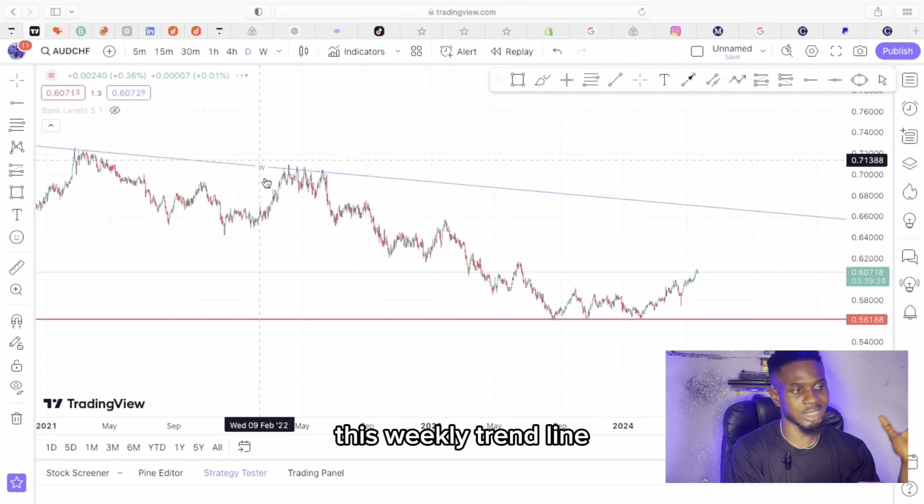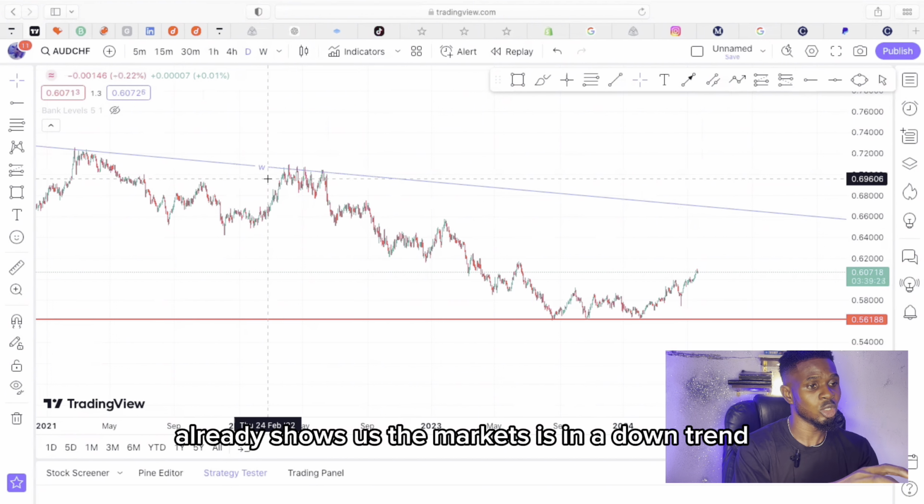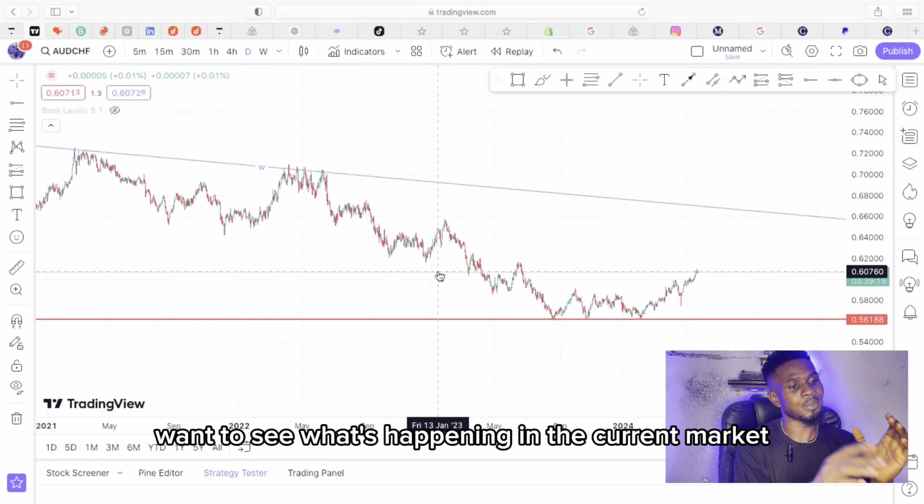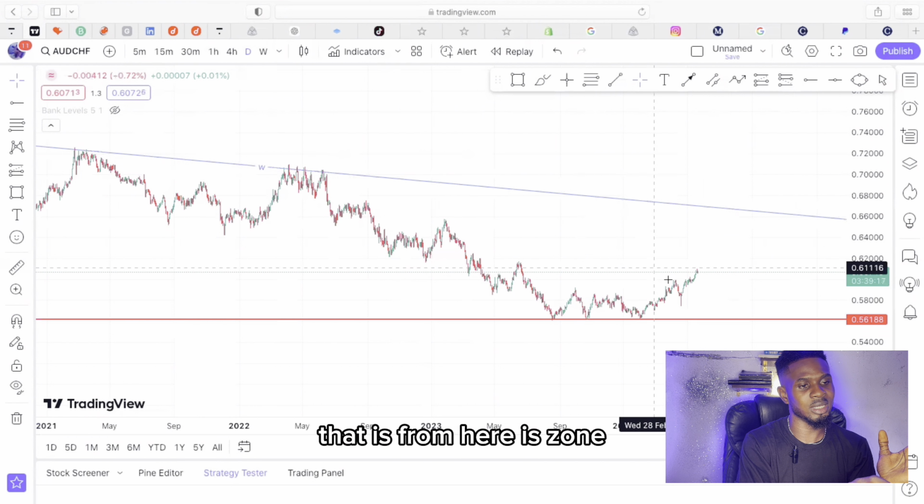This weekly trend line already shows us the market is in a downtrend. So what do we want to do? We want to see what's happening in the current market. That is from here, this zone.